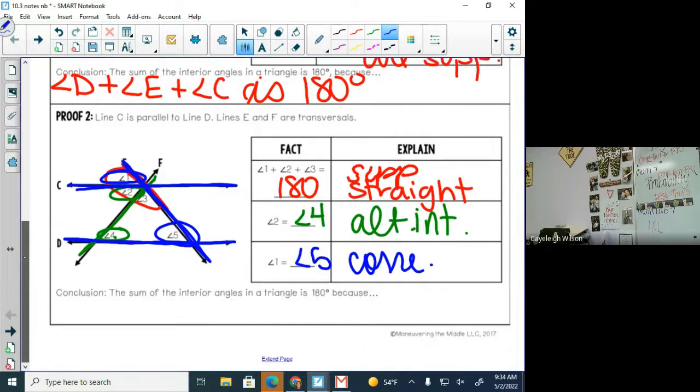All right, and the sum of all the interior angles in a triangle is 180, and that's just because all the interior angles add up to 180.